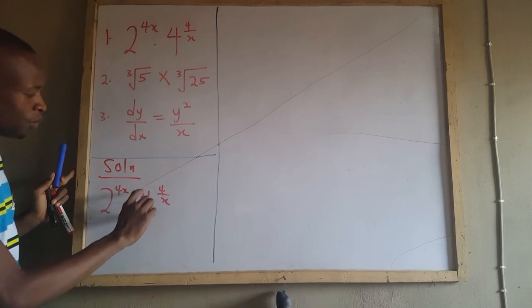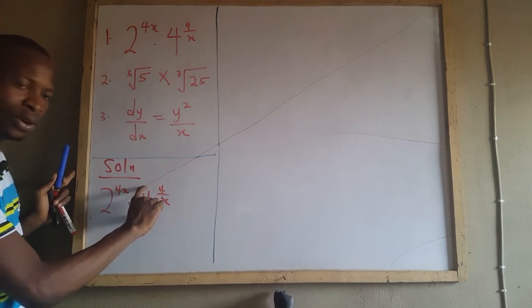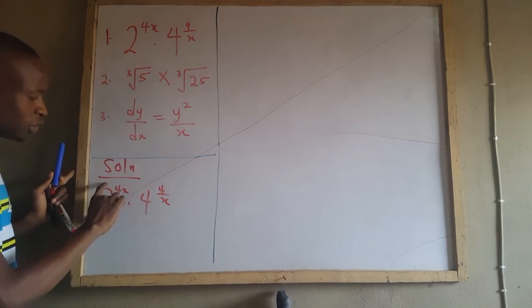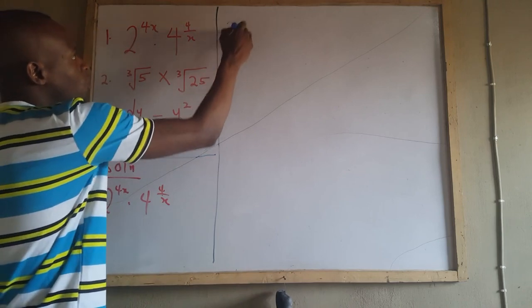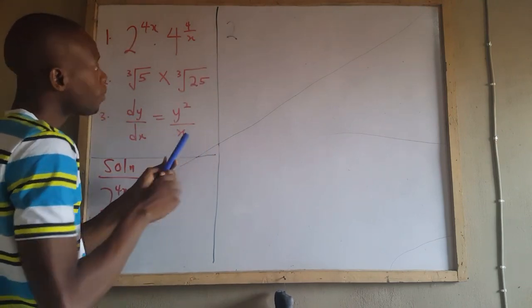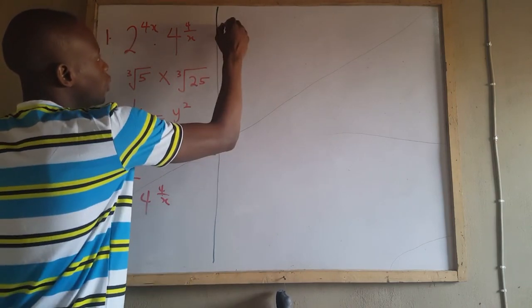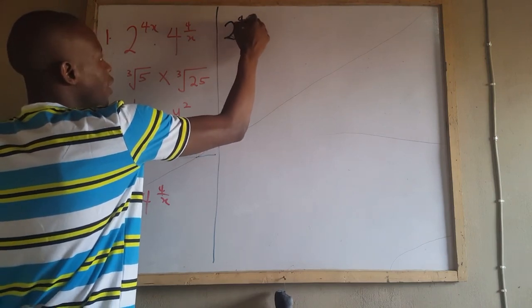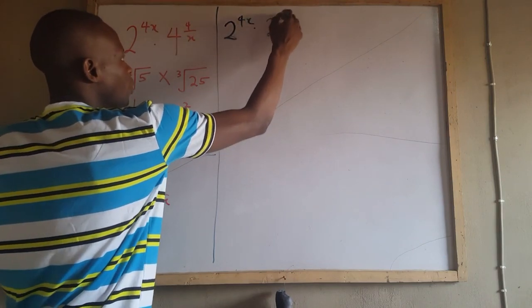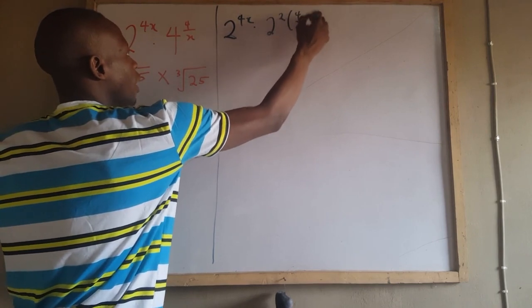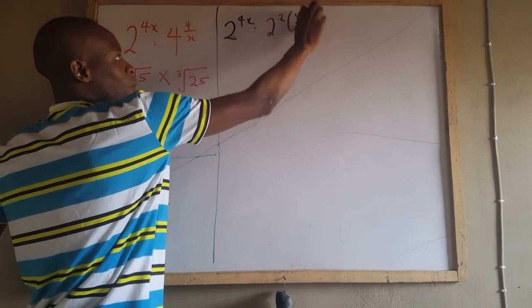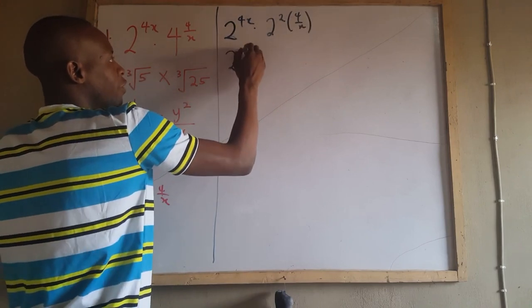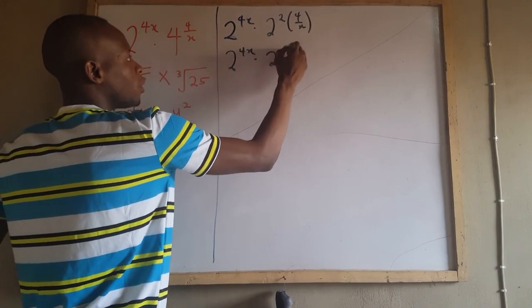Are we together? So, we convert this 4 to be of the same base as this 2, because this 2 is its lowest base, but this is not in its lowest base. So, this is going to change to 2 raised to power 2. So, I can have 2 raised to power 4x, then multiplied by 2 raised to power 2 into 4 over x. Of course, the next thing, as we open this bracket, we have 2 raised to power 4x multiplied by 2 raised to power 8 over x.